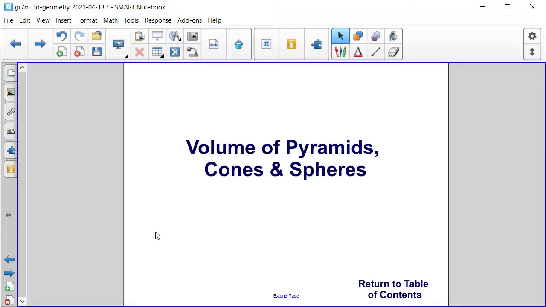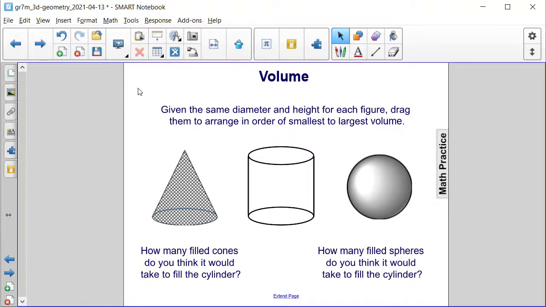Volume of pyramids, cones, and spheres. Given the same diameter and the height for each figure, drag them to arrange in order from smallest to largest in terms of volume.